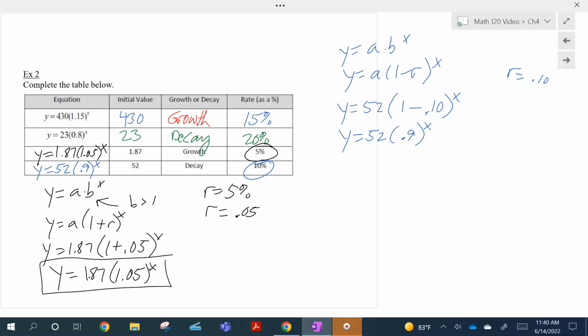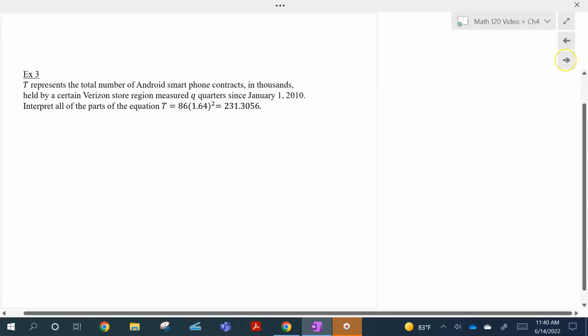That would be the equations. That's how you fill those out on that one. All right, let's continue on here with our examples.